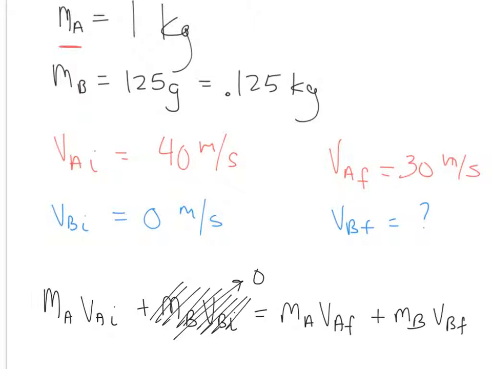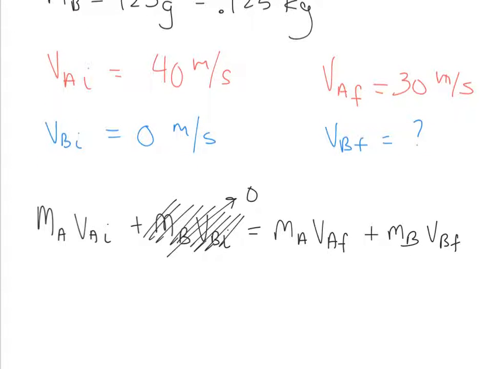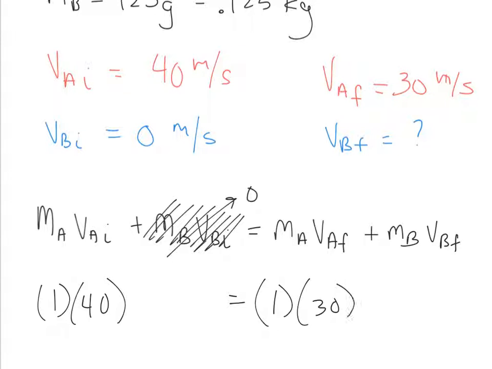Okay? So let's go ahead and plug in our numbers now. Again, MA is 1. I don't need it. I'm going to write it just to be annoying. Times the speed of the stick. That equals 1 times the speed of the stick afterward, plus the puck mass, times what we're looking for, which is the speed of the puck after the collision. Okay, that's what we have in this problem. Stick times its speed equals stick mass times its speed after the collision, plus puck mass times its speed after the collision. What do you notice?